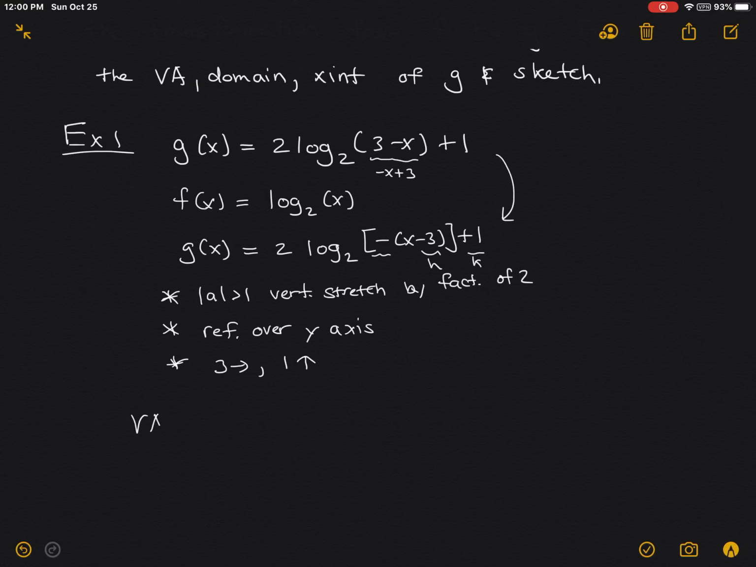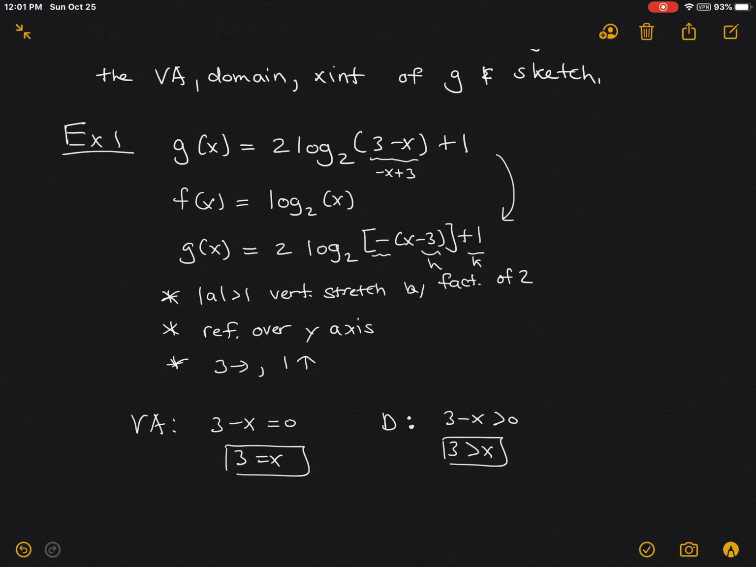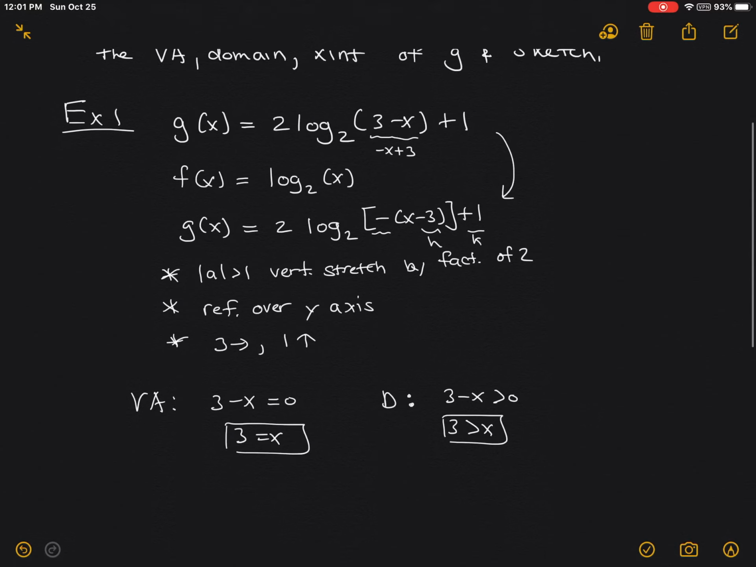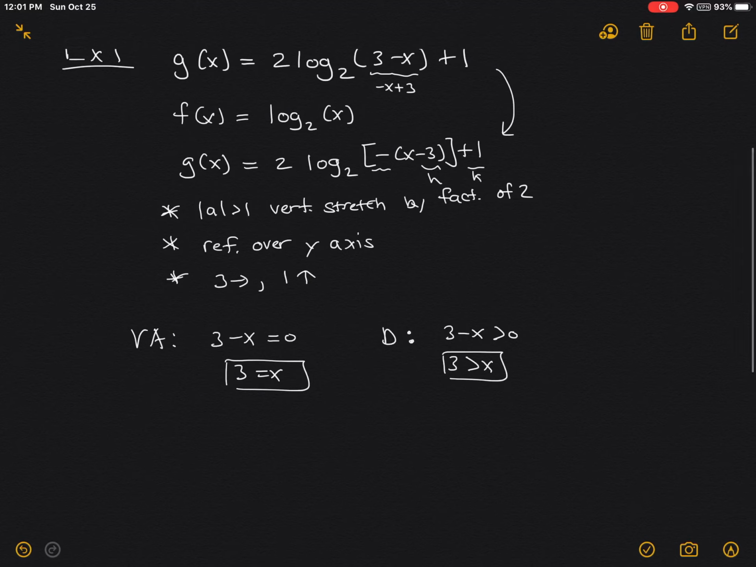All right, now we're going to find the vertical asymptote. The way you find the vertical asymptote is you set the argument, what's inside the parentheses for the log, equal to 0, and you solve for x. You're going to get x is equal to 3. The way you find the domain is related. You set the argument greater than 0 and solve for x. I explain why that is: you can't raise the base of a log to a power such that you get your argument less than 0.